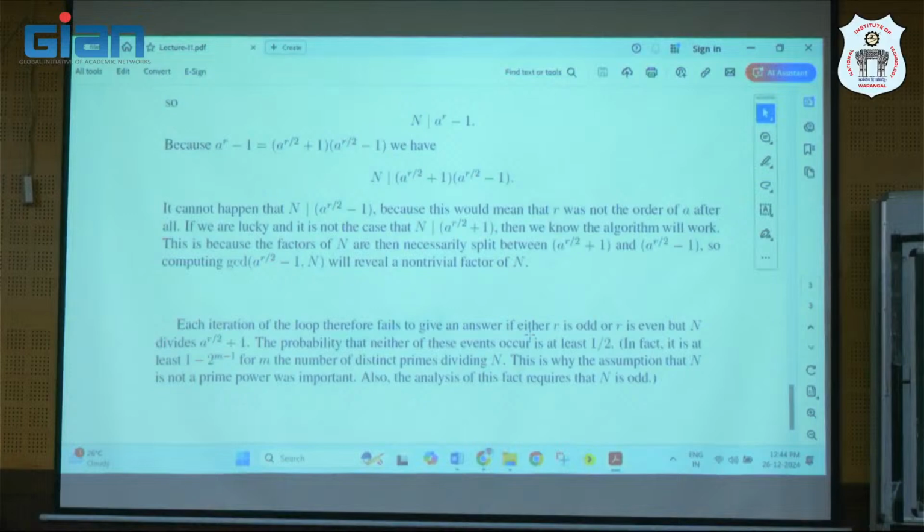We want to make it delta, tiny. Then t is log 1 over delta. Correct? So suppose you want to make it a tiny number delta, you repeat it log 1 over delta times. Correct?